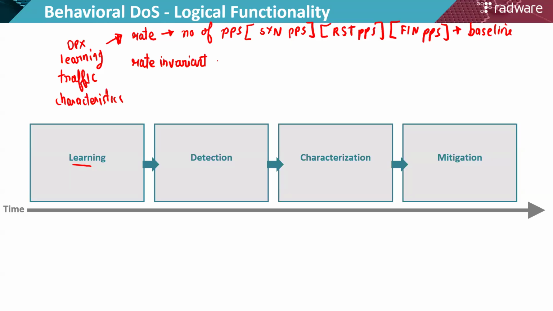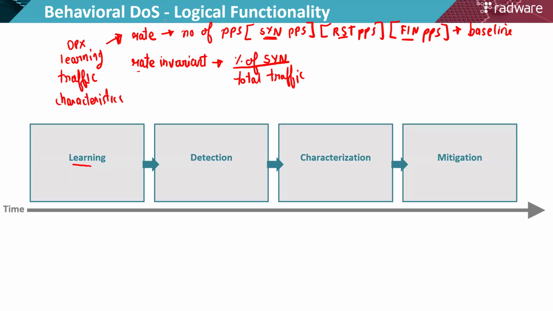So that is the rate part. Next, we have rate invariant. So what is rate invariant? The percentage of a particular type of packet, percentage of SYN with respect to the total traffic that we are receiving. The total traffic can be comprised of SYN packets, reset packets, finish packets, SYN-ACK packets, all kinds of packets. So what is the percentage of SYN packets with respect to the total traffic? That is your rate invariant part.